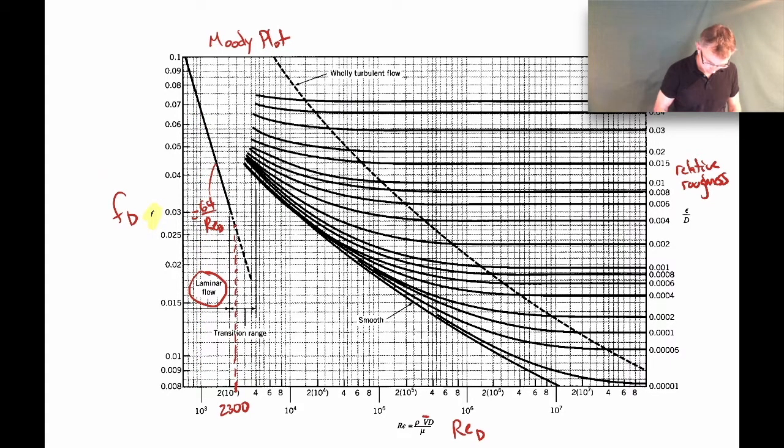Let me actually draw the line. So we come up from 1,000 till we hit the line here, and then you come over to the left and you read off the friction factor, and it would be close to 0.07. So that's how you can use the Moody plot. If you can't remember 64 over the Reynolds number, but you have the Moody plot, you can still find the friction factor for the laminar flow regime by just using this line.